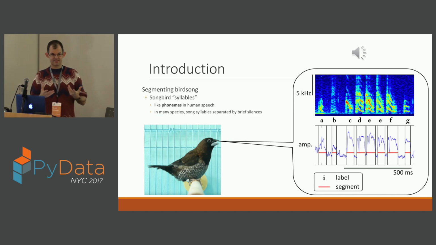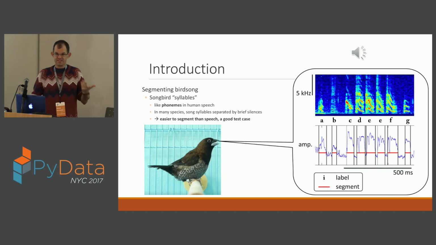And what's nice about the song of many species is that it's pretty easy to segment into these syllables. You just look for these brief silences that separate the syllables. And this is easier than speech because, in speech our syllables all run together. So, if you want to have this hand-labeled data set, something like TIMIT, however you prefer to pronounce that, right? Someone has to sit there by hand and give their best guess about when one speech syllable starts and another one stops.